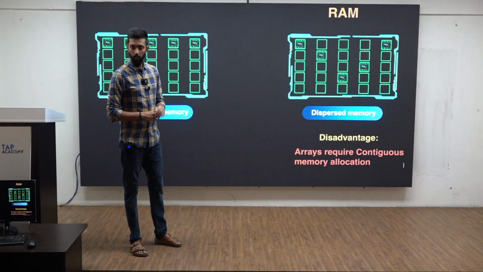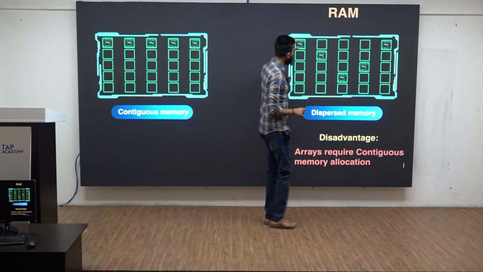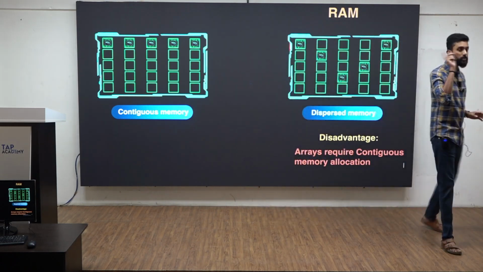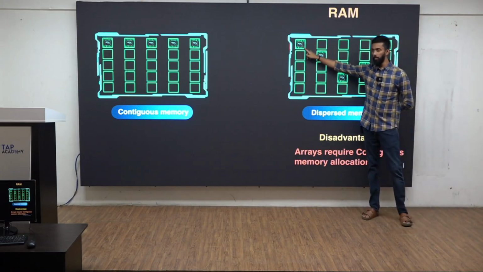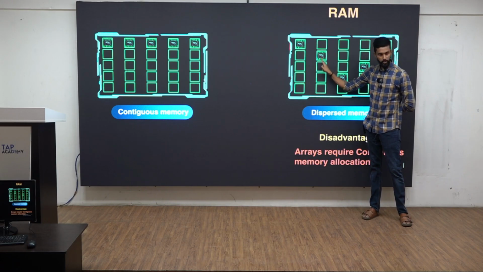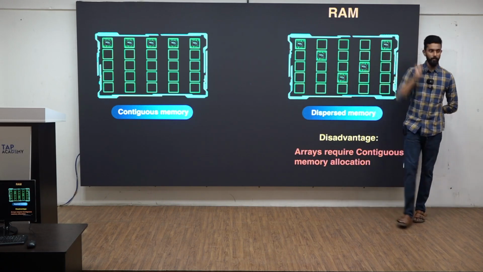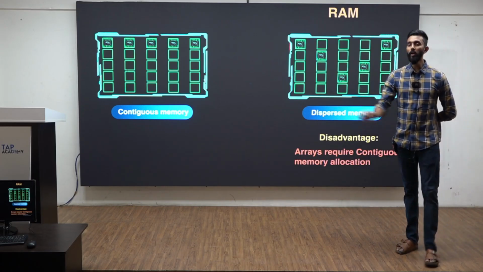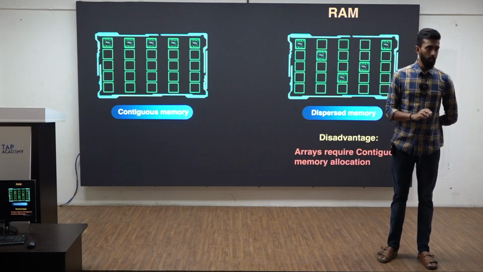Clear? So, sir, what to do, sir? If arrays can't use it, is there any other way for me to use this dispersed memory, sir? Yes. For example, you can take this memory, link it to this, this to this, this to this, link it and use. That is called a linked list. Have you heard this word, linked list?